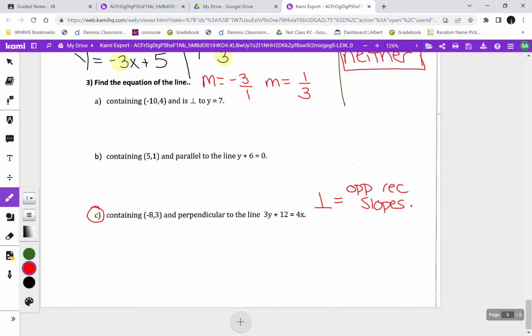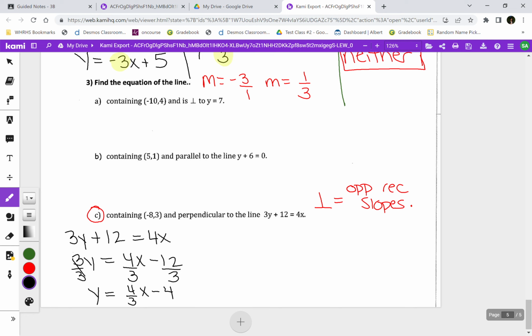So I'm going to take the 3y plus 12 equals 4x, and I need to figure out the slope. How am I going to figure out the slope? By putting it into slope-intercept form. Not slope formula, slope-intercept form. y equals mx plus b, right? So I'm going to subtract the 12, so 3y equals 4x minus 12. Then I'll divide by 3 under everything. So y is equal to 4/3 x minus 4. So the slope of this line is 4/3.